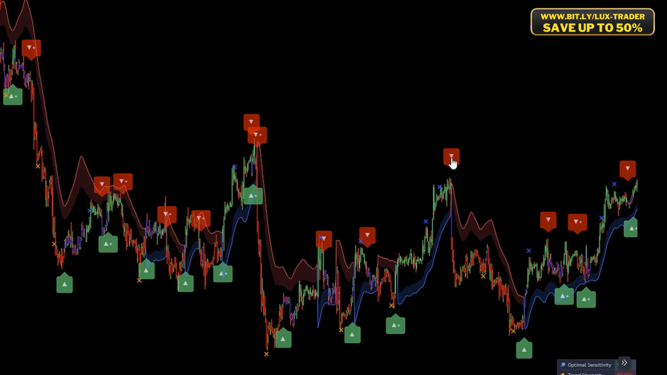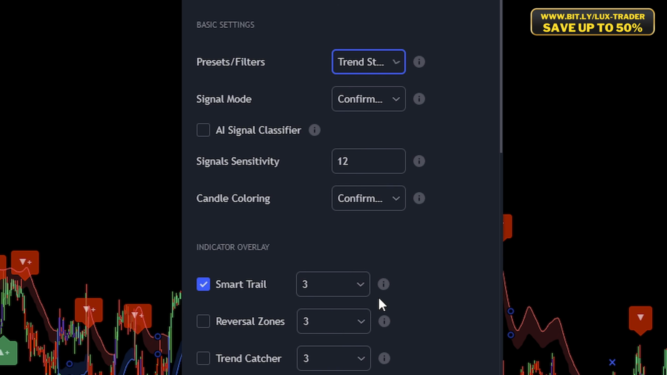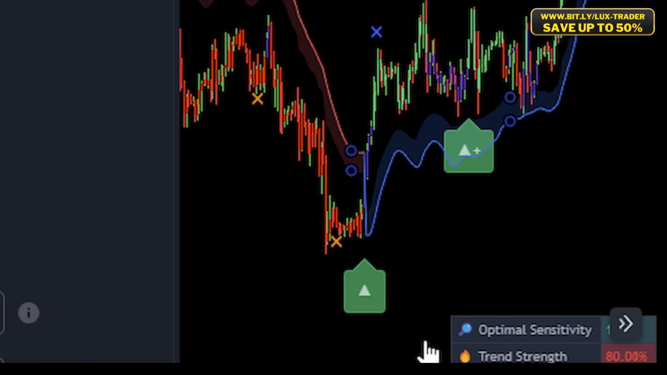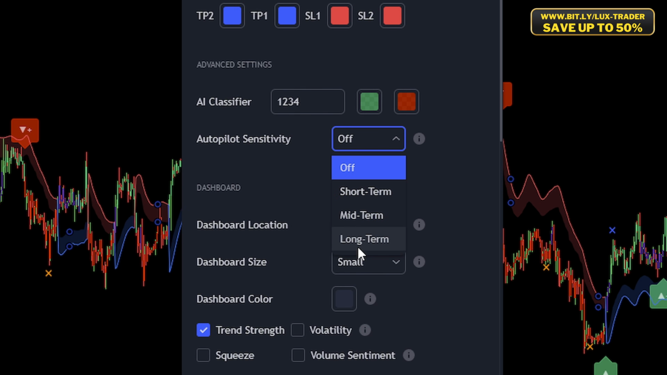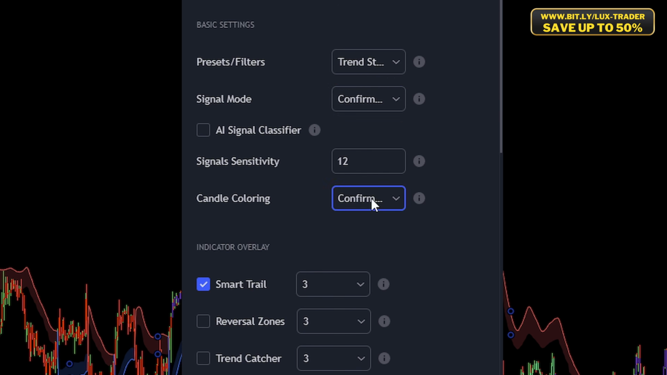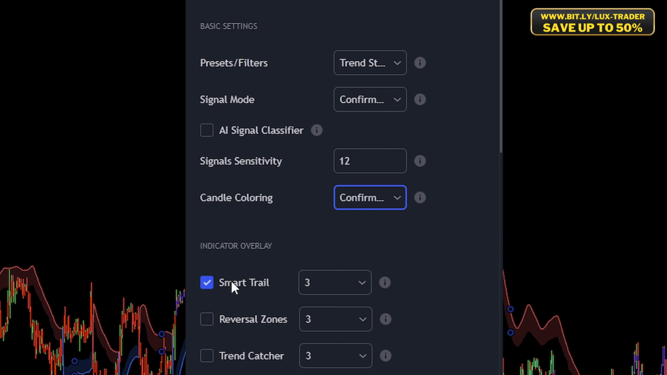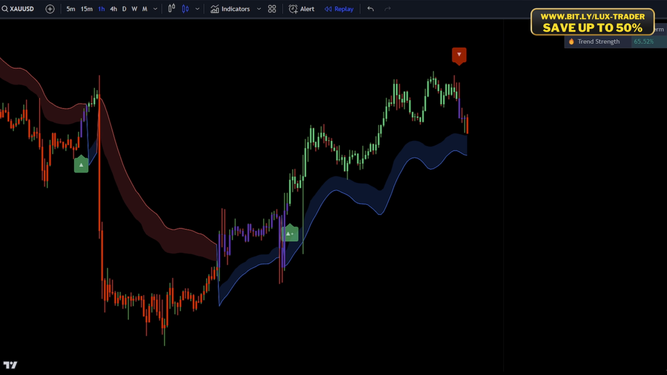Now let's click the settings of the Signals and Overlays indicator, go to Presets Filters, and enable the Trend Strength filter. Set the signal sensitivity to the actual optimal value. You will find the recommended value in the dashboard, which is this one in the right bottom corner. Or alternatively, you can use the autopilot sensitivity, which will adjust the signals dynamically. Set the signal mode and the candle coloring both to confirmation, and make sure to enable the Smart Trail indicator overlay. Our setup is ready, so when exactly should we enter long or short trades?